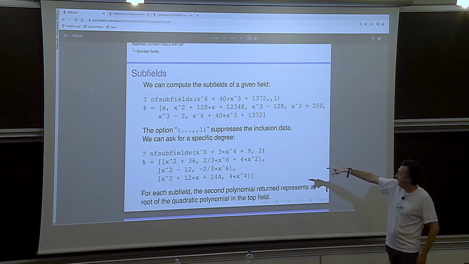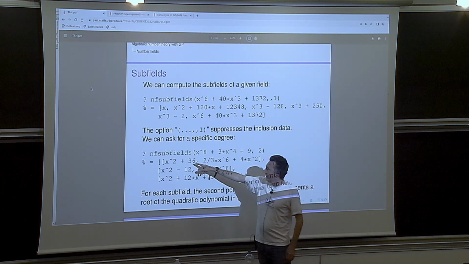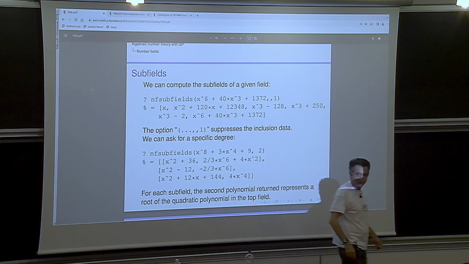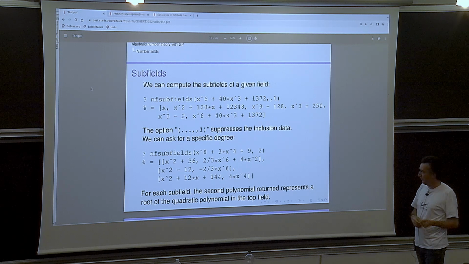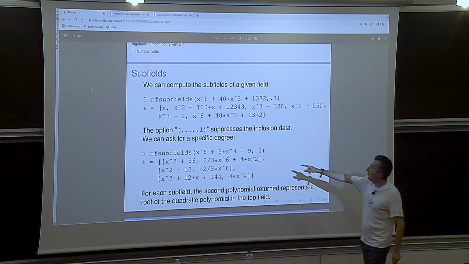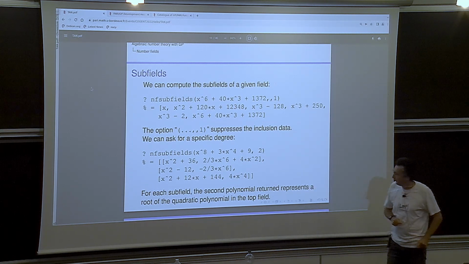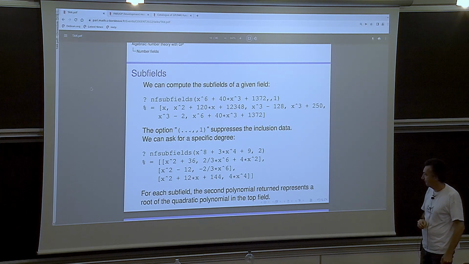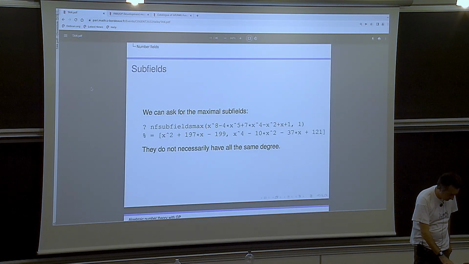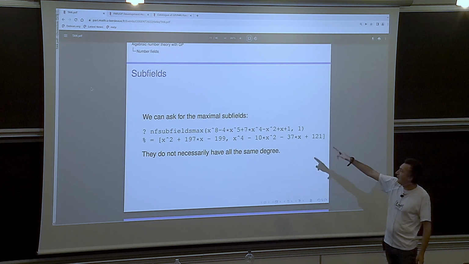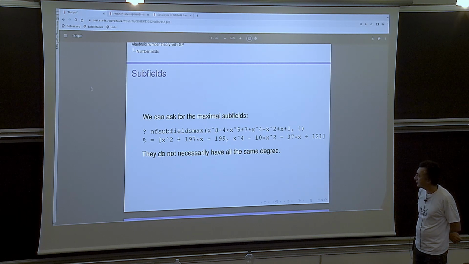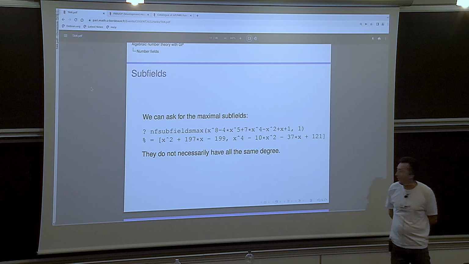So in the second example, we have the inclusion. This is the field, and this is an element of the big field that generates the small field. So this is the inclusion of the small field in the big field. We put a comma 2 to say we only want the fields of degree 2. There is also a variant for maximal subfields, nfsubfieldsmax. We give only the maximal subfields, and they don't necessarily all have the same degree.